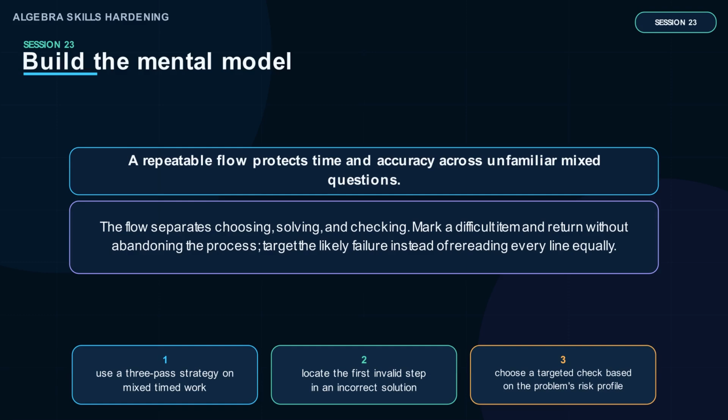Then connect it to the second goal: locate the first invalid step in an incorrect solution. Correct methods begin with correct interpretation. When a problem looks different, look for the same mathematical structure instead of an identical example. That transfer makes the skill durable.